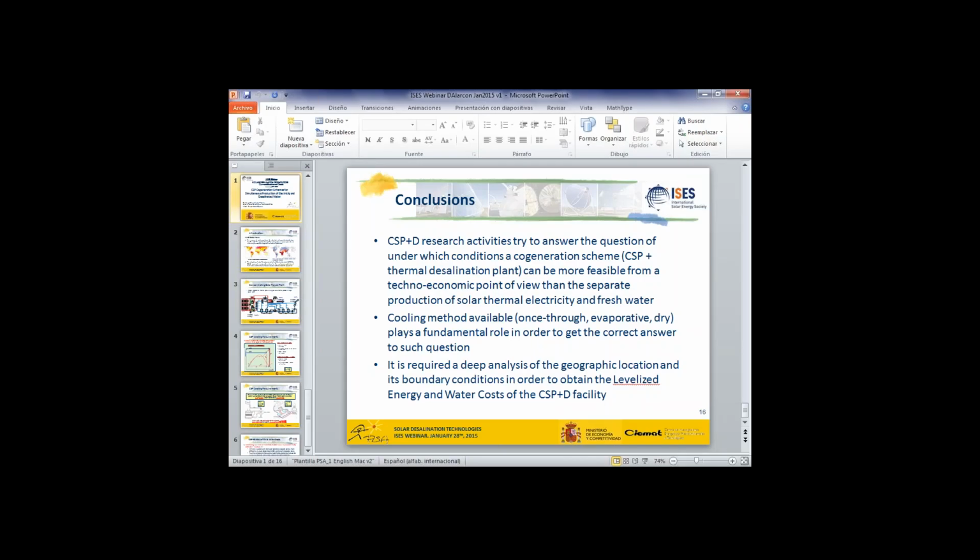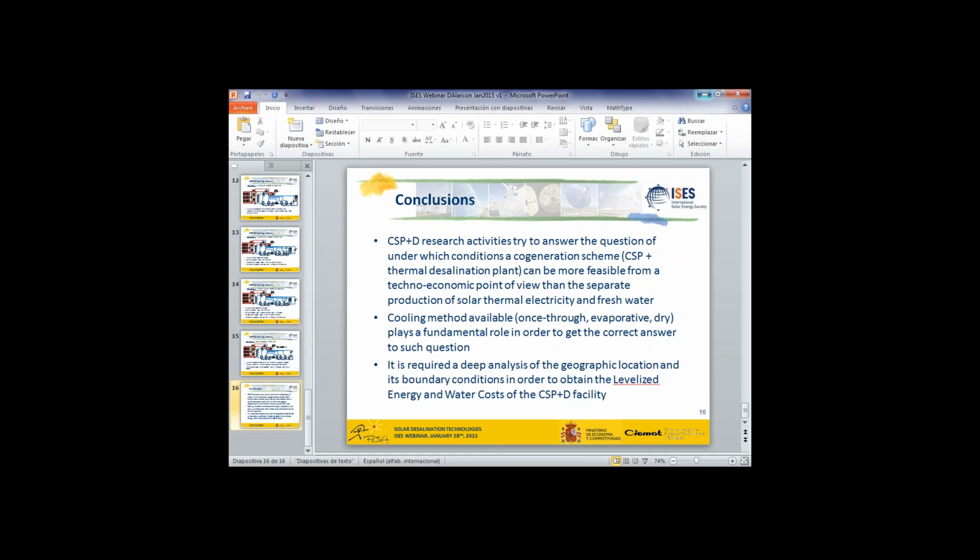So I know that most of the audience are expecting from that kind of presentation to say, okay, but what is the cost of the water with that configuration? And I don't like to give a unique answer to that because the answer to that question depends strongly on the location and the boundary conditions where you are going to install your CSP plus D facility.